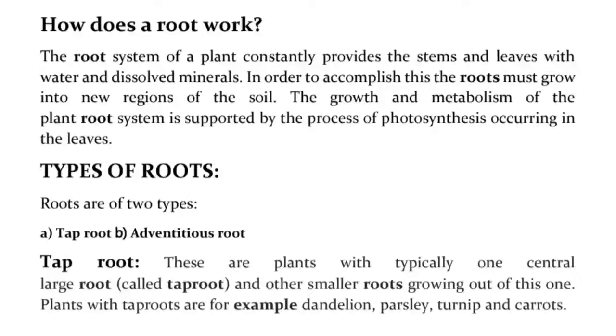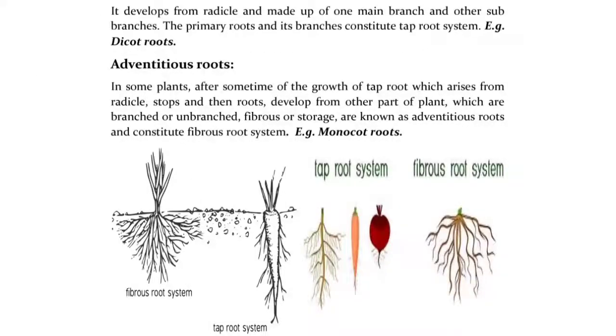Types of roots. Roots are of two types: A. Taproot, B. Adventitious root. Taproot: these are plants with typically one central large root called the taproot, and other smaller roots growing out of this one. Plants with taproots are, for example, dandelion, parsley, turnip and carrots. It develops from the radicle and is made up of one main branch and other sub-branches. The primary root and its branches constitute the taproot system.